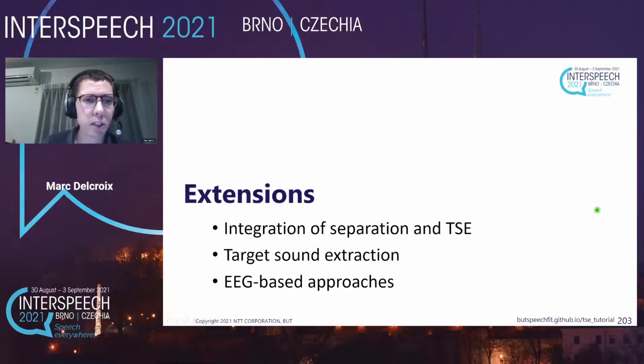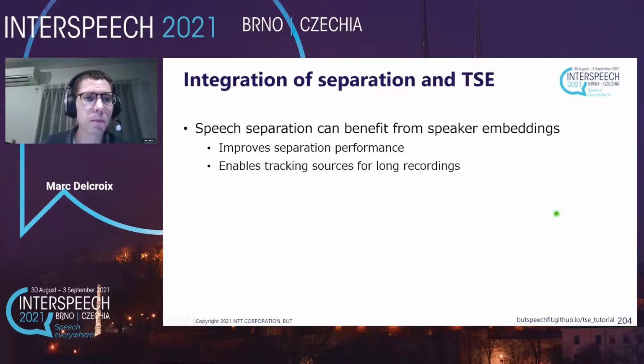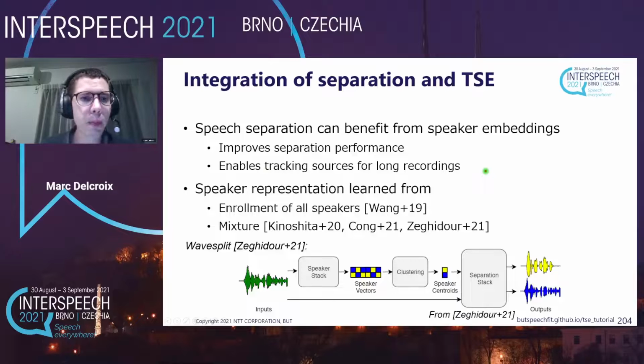I want to mention some extensions of the work we presented. One extension is integration of separation and target speech extraction. So speech separation can benefit from the speaker embeddings. We've seen that the embedding can improve the separation performance in the introduction. And also the speaker embedding could enable the tracking of the speaker for long recordings. And there are some works in this direction where the speaker representations or the speaker embeddings are learned from enrollment of all the speakers, or they are learned from the mixture.